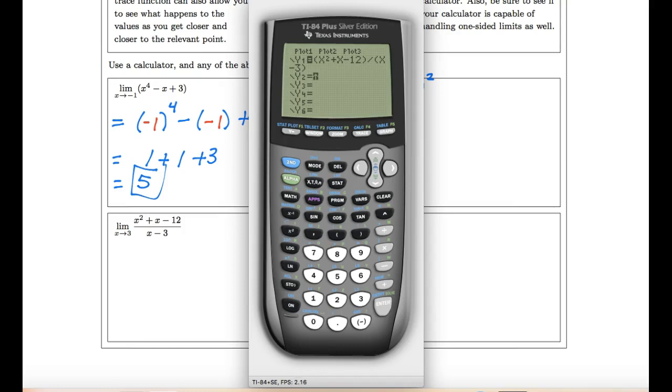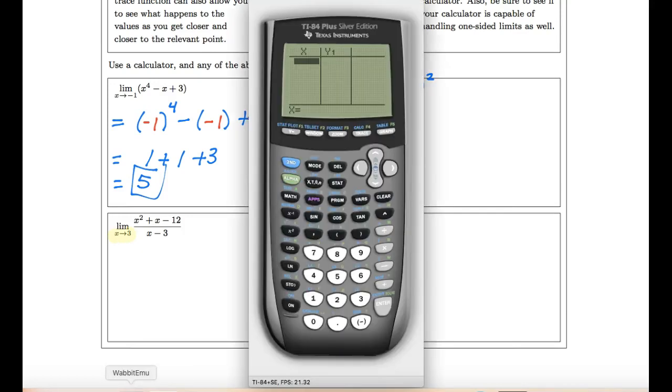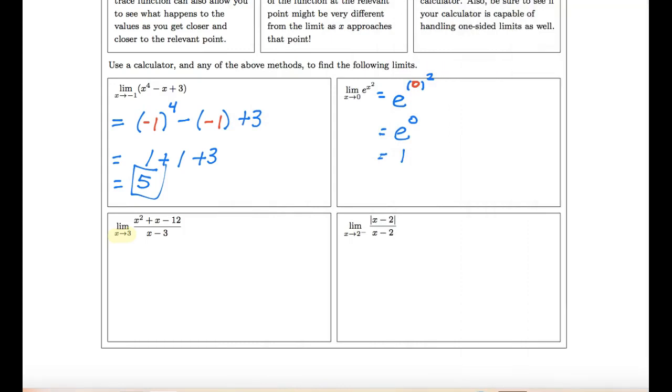Remember, I'm going to go to table set and make sure I'm on ask. Then I'm going to hit second graph to get to that blank table, and I have to go to values that are close to 3 from both the right and the left. So 2.9, 2.99, 2.999. You can see that we're getting close to 7. Let's try 3.1, now from the right, 3.01, 3.001. And you can see that we're limiting to 7. So using a table of values, we can see that our limit here is approaching 7, based on our calculator.